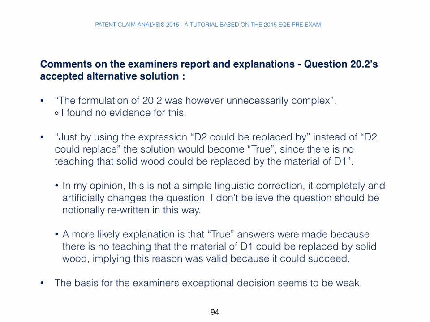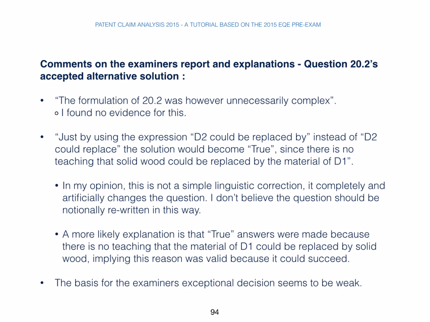Second statement was, just by using the expression "D2 could be replaced by" instead of "D2 could replace", the solution would become true, since there is no teaching that solid wood could be replaced by the material of D1. In my opinion, this is not a simple linguistic correction. It completely and artificially changes the question. I don't believe the question should be notionally rewritten in this way.